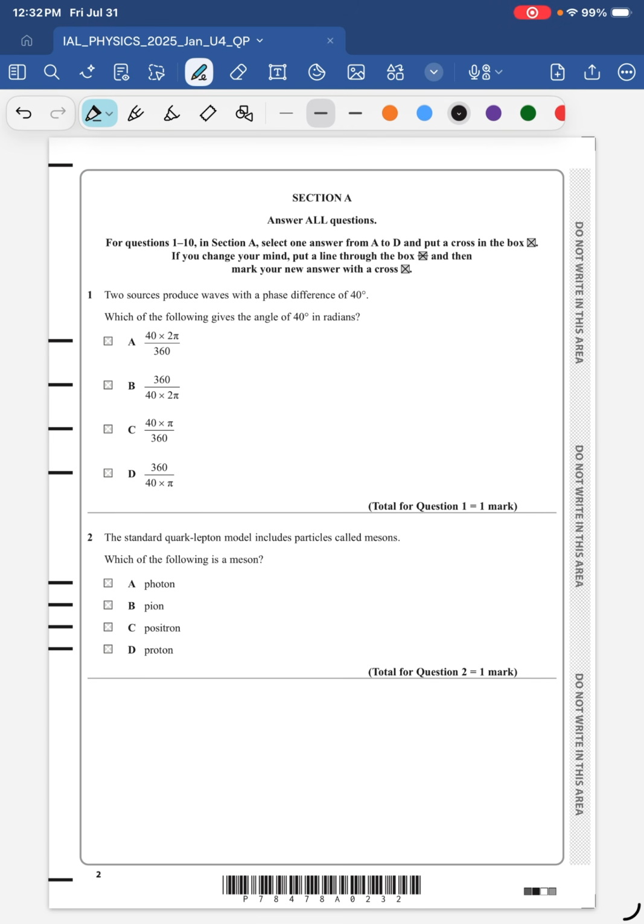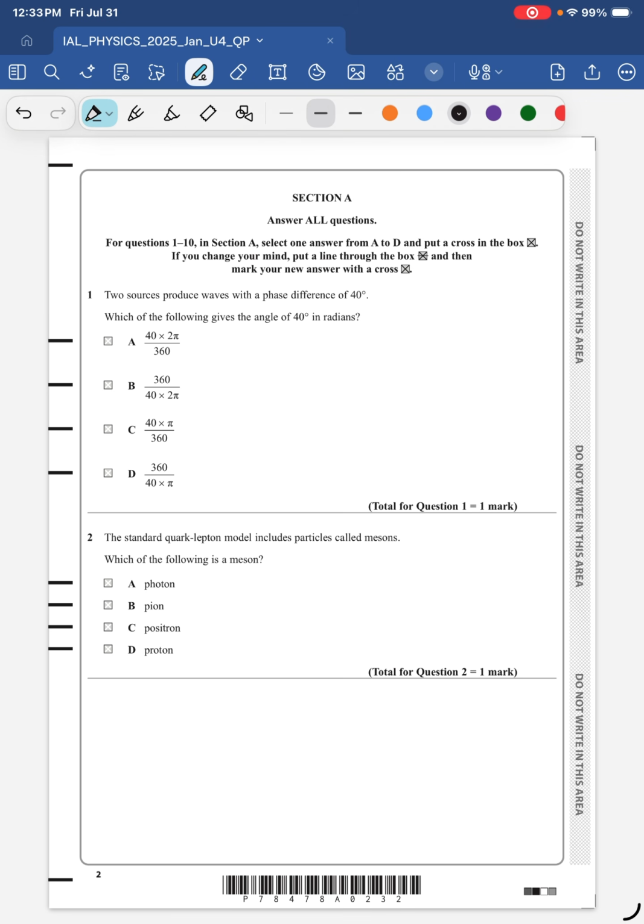I don't know if this kind of information that I put out in the beginning helps anyone, but let me know in the comments. So section A is multiple choice questions. Another thing about multiple choice questions, sorry, I'm not done yet, is that sometimes you might arrive at the correct answer just by eliminating the wrong answers.